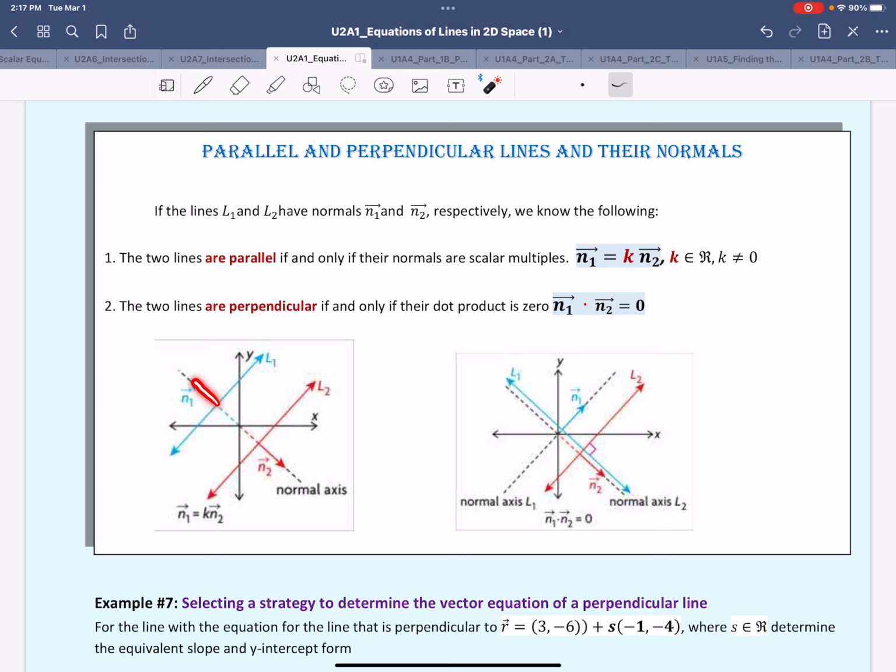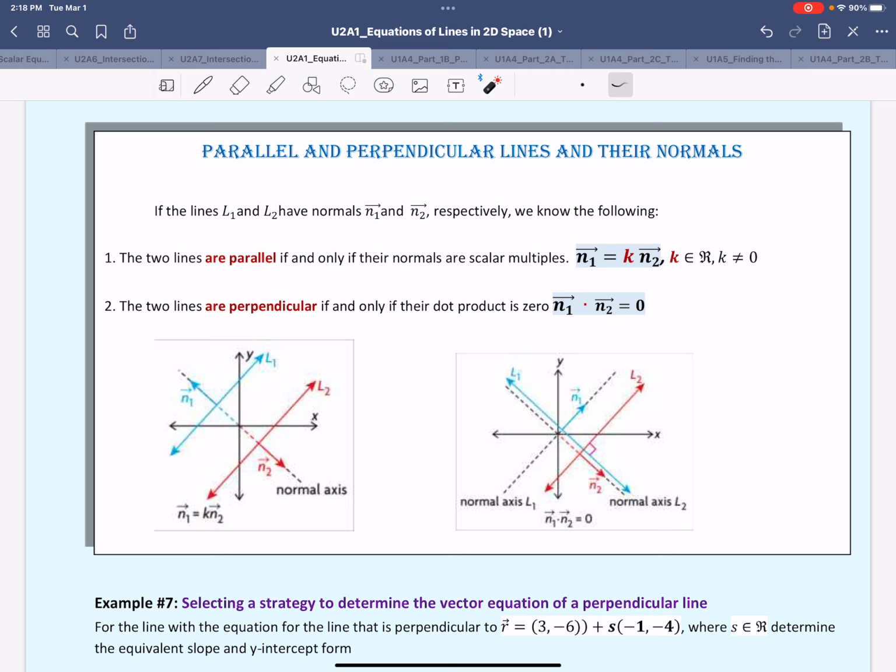So what we want to look at is the relationship between the normals of these two parallel lines. As you can see, if two lines are parallel, then the two normals will also be parallel. Two parallel normals, or two parallel vectors, must be scalar multiples of each other. So in conclusion, the normals of two parallel lines are scalar multiples of each other, which means we can write them in the form n1 equals k n2, where n1 is the normal to the first line and n2 is the normal to the second one.